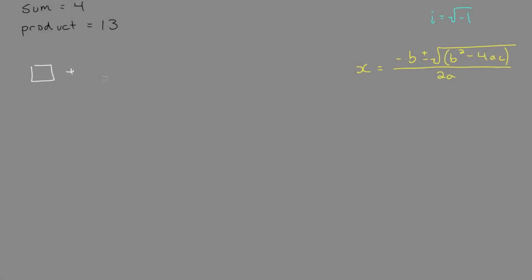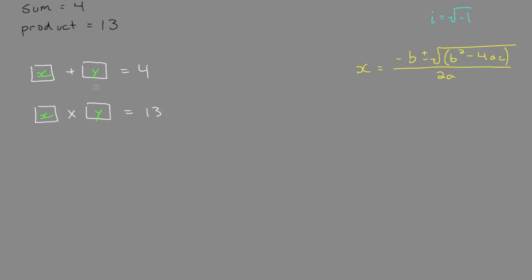The sum of two different numbers is 4. And the product, when we multiply these same two numbers, equals 13. So we could use variables, x and y.